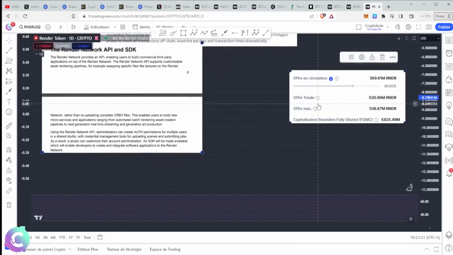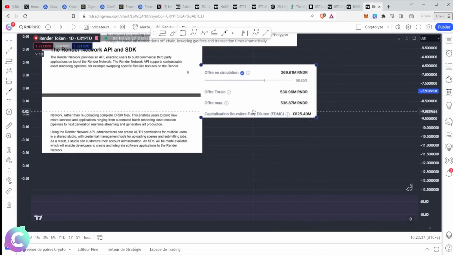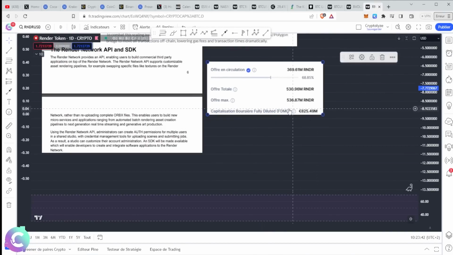In terms of tokenomics, we're pretty good. We're at 68%, 69% in terms of the supply in circulation. So we still have a little bit of dilution. We're going to have a little more than 30% of dilution spread over a certain number of years. So we are rather calm, and we have a diluted market cap, which is at 825 million, which is relatively low. So it's a big advantage. It means that we have a margin of progress, which can be substantial.